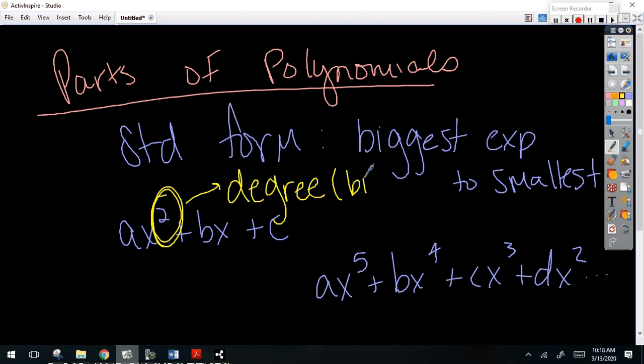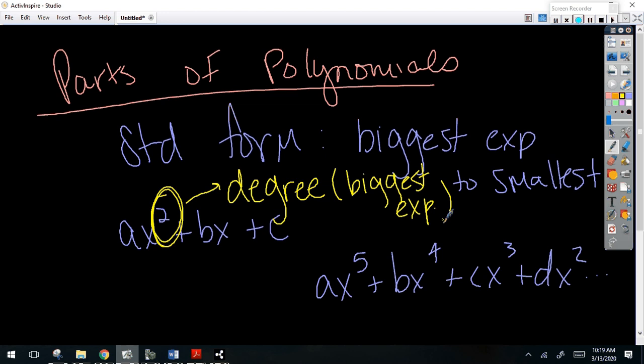It's a degree. The degree is the biggest exponent. No, it has one degree, the biggest exponent. You can't have more than one biggest. There's only one biggest. Each polynomial has its own degree.